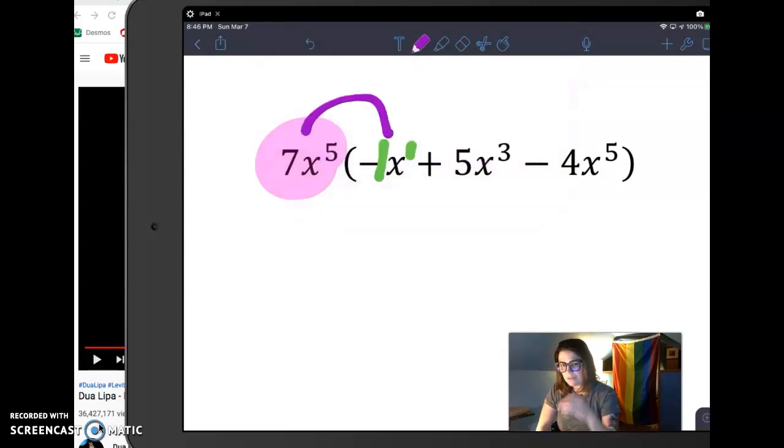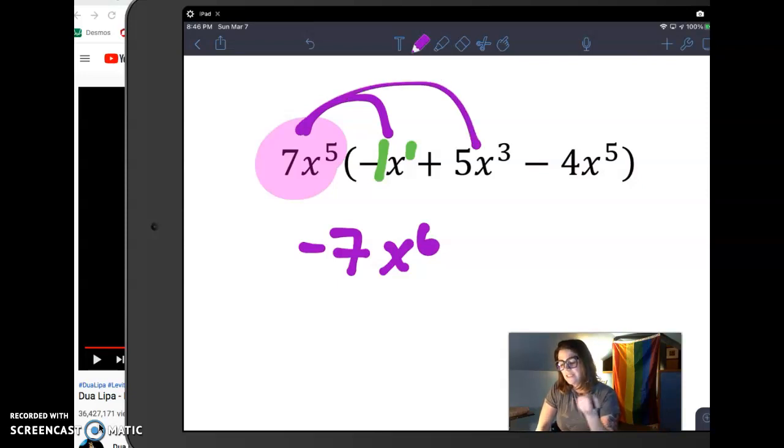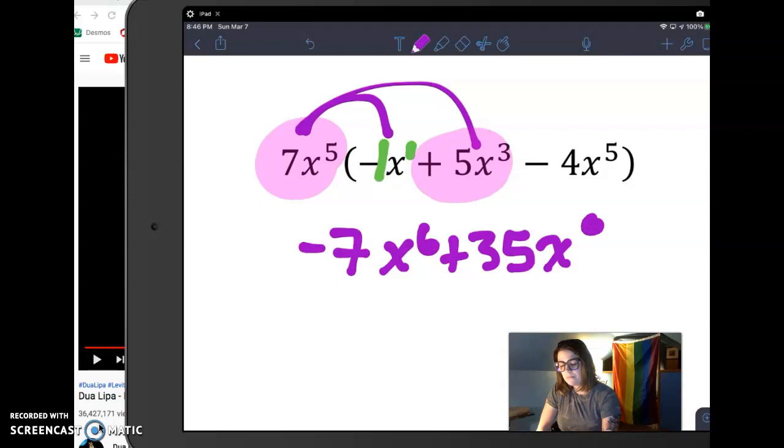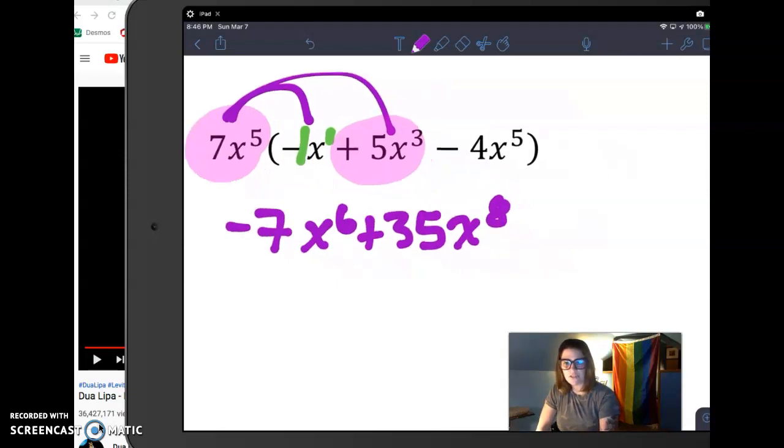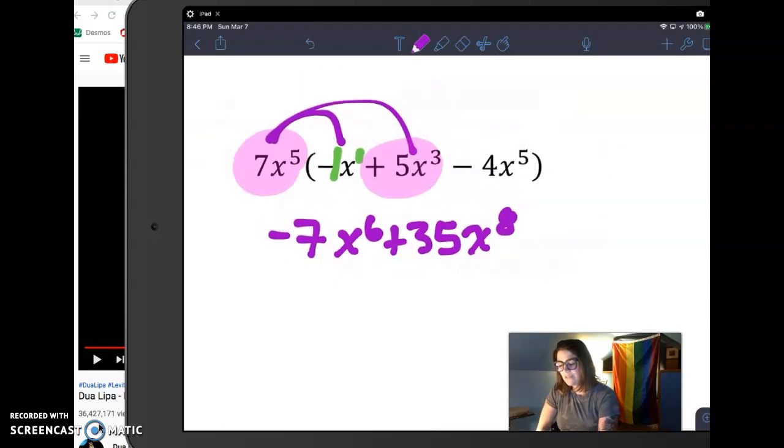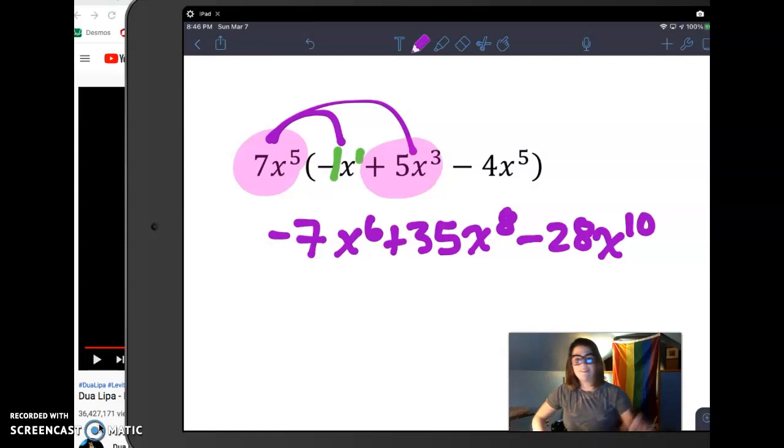So multiply the big numbers. 7 times negative 1, negative 7. 1 plus 5, 6. Really, it's that easy. 7 times positive 5 is positive 35. 3 plus 5, 8. Seriously, you guys, it's that easy. 7 times negative 4 is negative 28. And then 5 plus 5, 10. And we're done. Good luck.